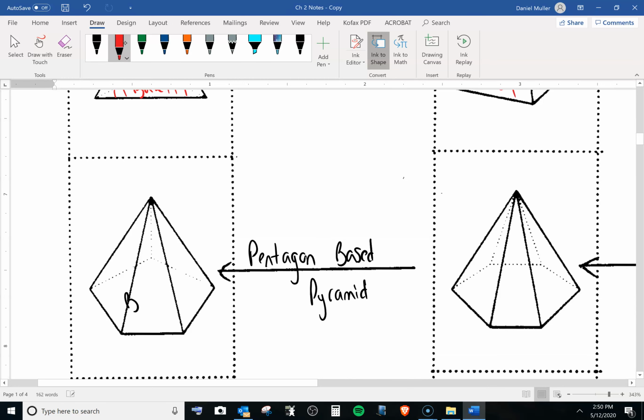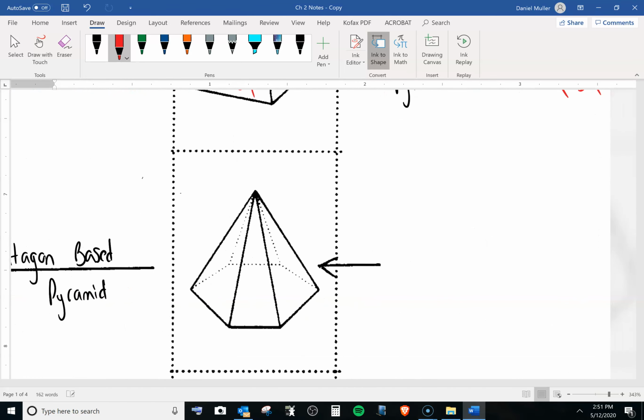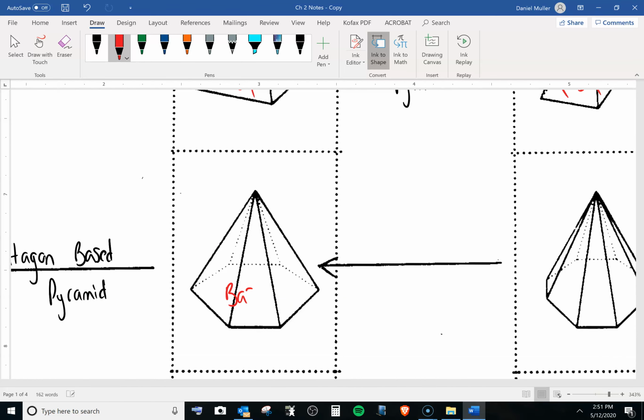And this is our base down here. And again, we've got a base down here. I don't know how many sides this is. 1, 2, 3, 4, 5, 6. So hexagon based. And it comes to a point, so we'll write that as a pyramid.